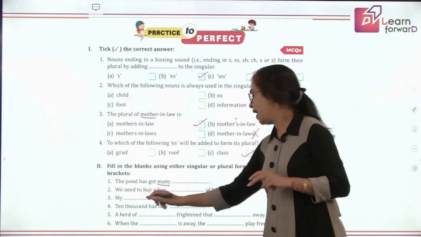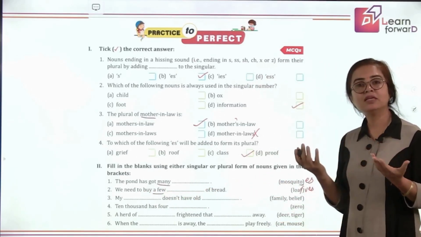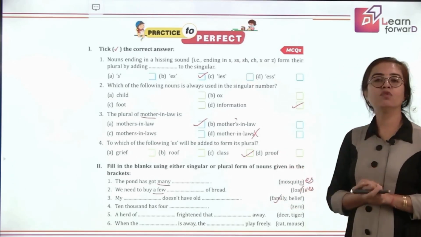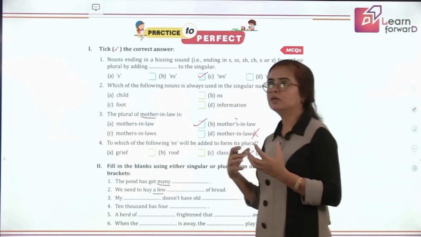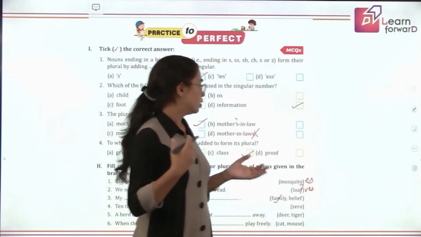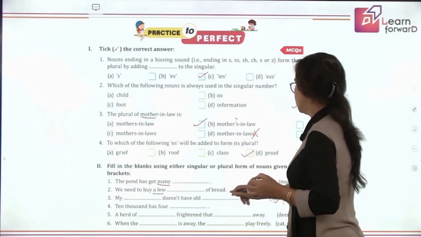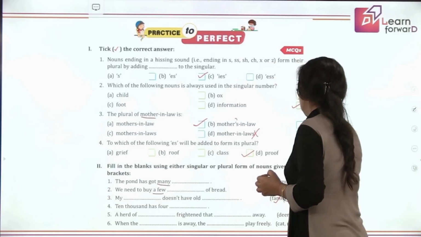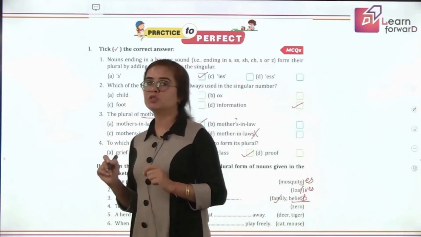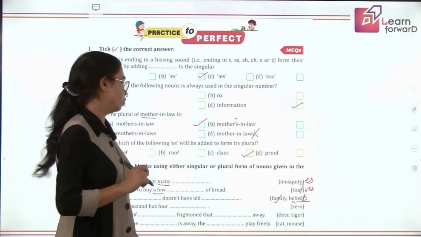Next, my dash doesn't have old dash. My family is one. So my family doesn't have old, and you know the belief is not one. There are many beliefs we follow. So the plural will be used here, that my family doesn't have old beliefs, but belief is an exception of fe ending words where we add only s to make it plural.